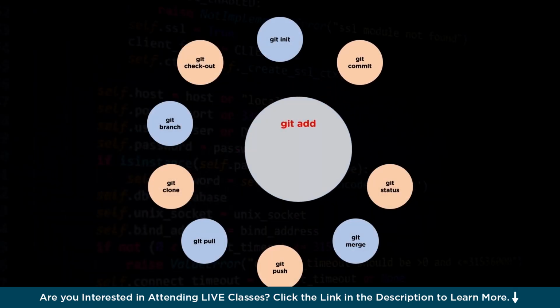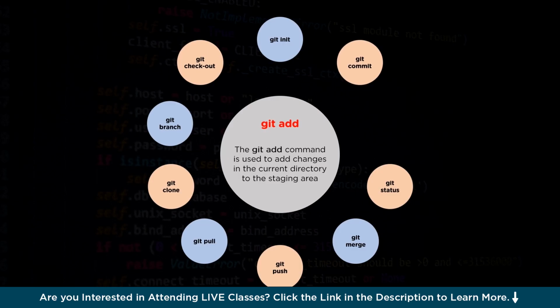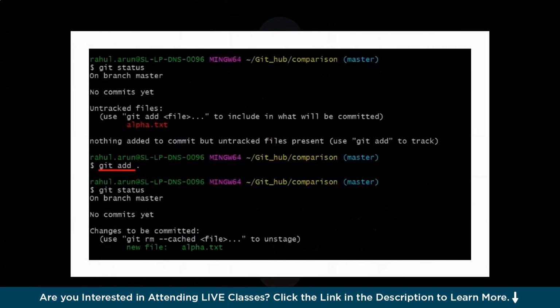So the next command we will see is the git add command. The git add command is used to add the files to the staging area. When the git add command is used with a full stop, it adds all the files in the repository to the staging area. We can see that before the add command, there were untracked files. But after the git add command, we can see the files are added to the staging area. We can also see the git status command is used here.